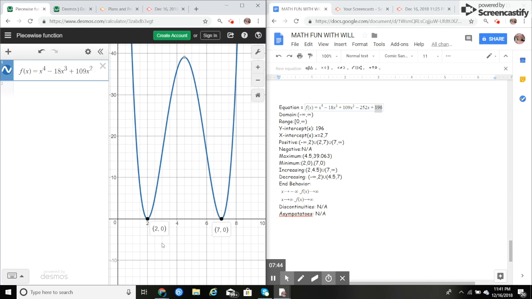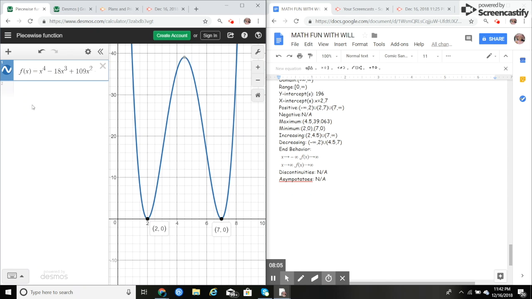It's increasing from 2 to 4.5, both non-inclusive because those are the turnaround points. And then it's decreasing from 4.5 to 7, and then all the way up to infinity it's increasing. And before that, it's decreasing from -infinity to 2, and then it starts to increase.